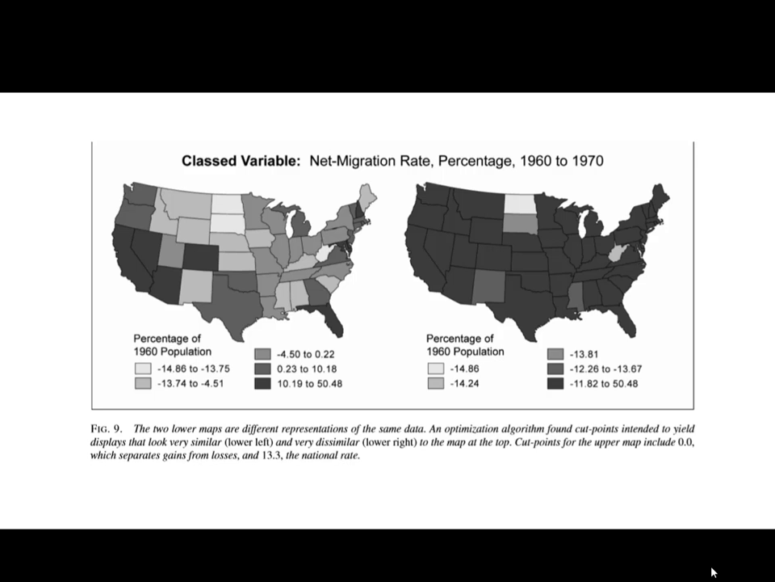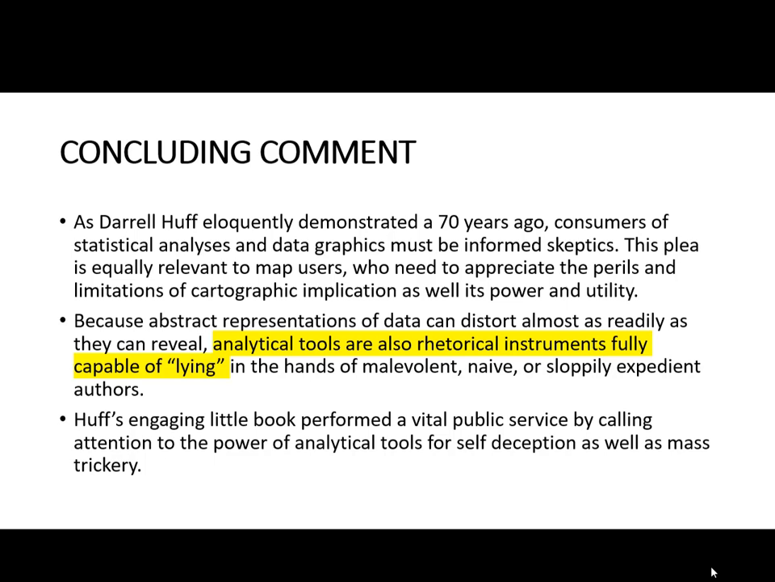But if we compare, the two lower maps are different representations of the same data, and optimization algorithms found cut points intended to yield displays that look very similar, the lower left, and very dissimilar, the lower right, to the map at the top. Cut points for the upper map include 0, which separates gains from losses, and 13.3, the national rate. Therefore, the optimization algorithms showed us how we can display the same data differently depending on the intended message from the display.